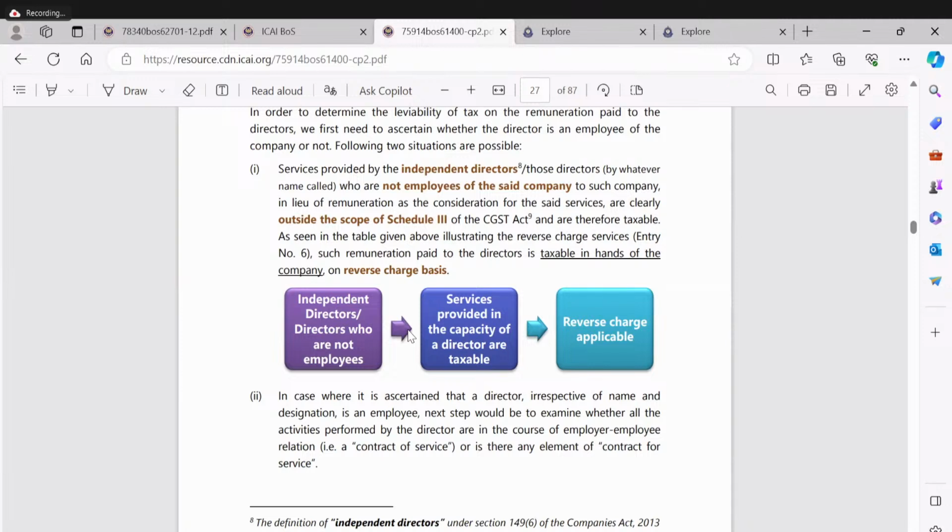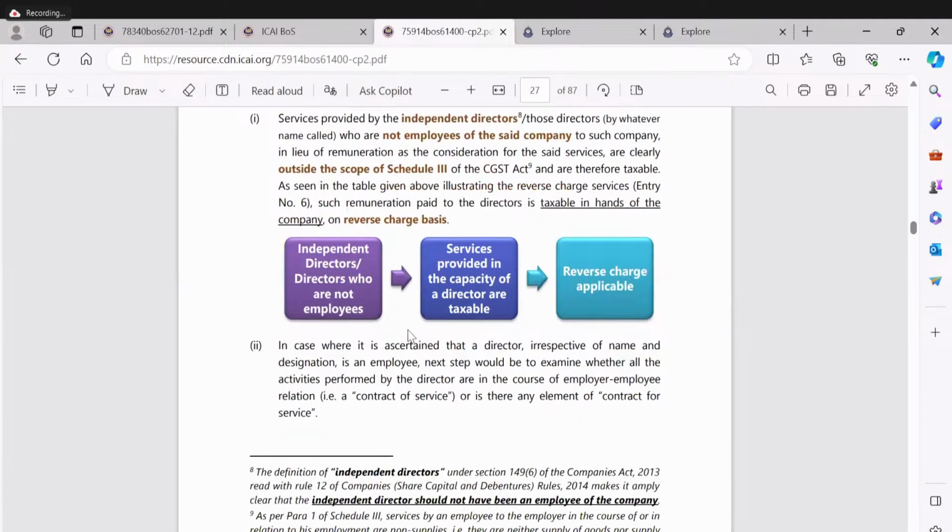Now, Mr. Q here is an independent director, and the independent director can never be an employee of the company as per the provisions of the Company Act. Okay, so this has already been discussed regarding this particular issue. Shraddha ma'am has already explained you. So, independent director not being an employee of the company, then any services which he is providing to the company, he is providing in the capacity of the director only. That will be liable to GST and tax will be paid by the company.